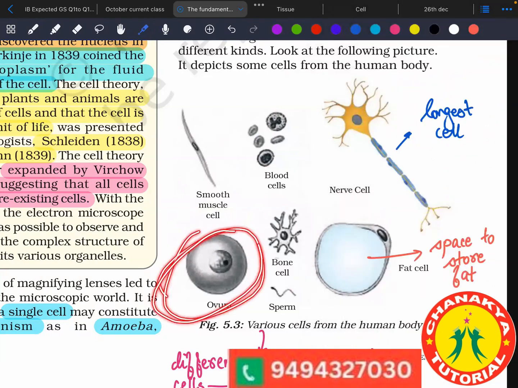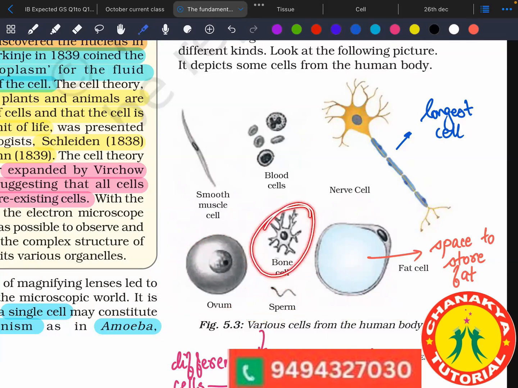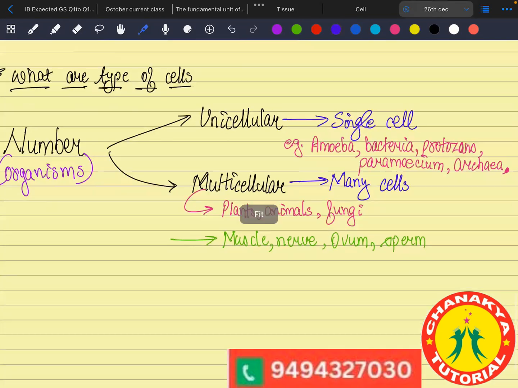Ovum is present in females. Sperm is present in males. So these are also cells. The bone cell: the bone present inside your body is made up of the repeated arrangement of this cell. This is a fat cell, which carries fat inside this space. The fat cell is very big, with a large space so that it can store fat. So different kinds of cells are present in our body.